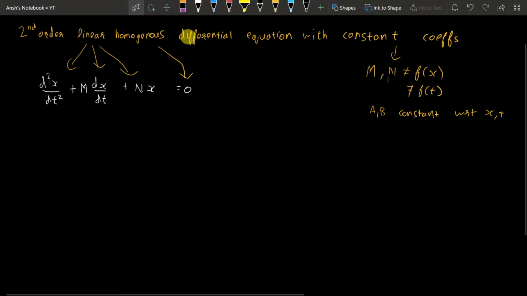We already know what a differential equation is. It's a collection of different derivatives that describe a certain behavior of a function, and then what constant coefficients mean is that the coefficients of these derivatives, that are m and n, are constants. They are not functions of x or t, and they can be some other variables that don't depend on x and t, or they can be just regular numbers or integers.